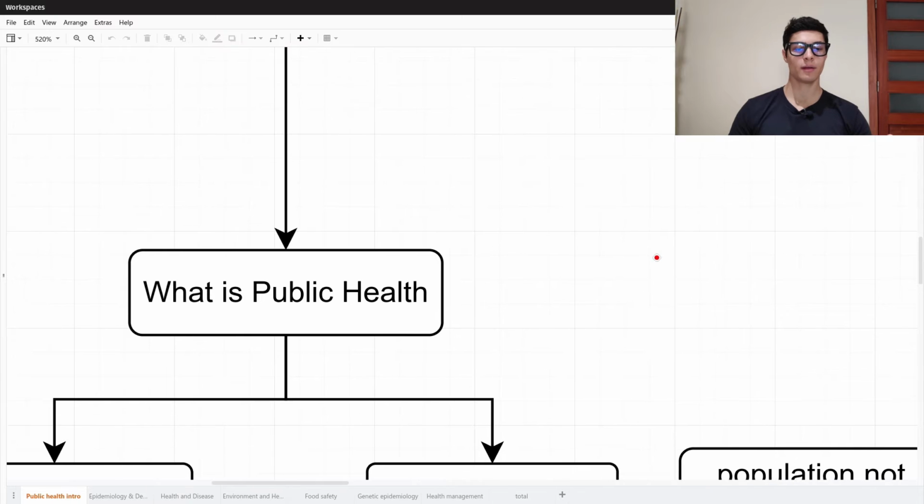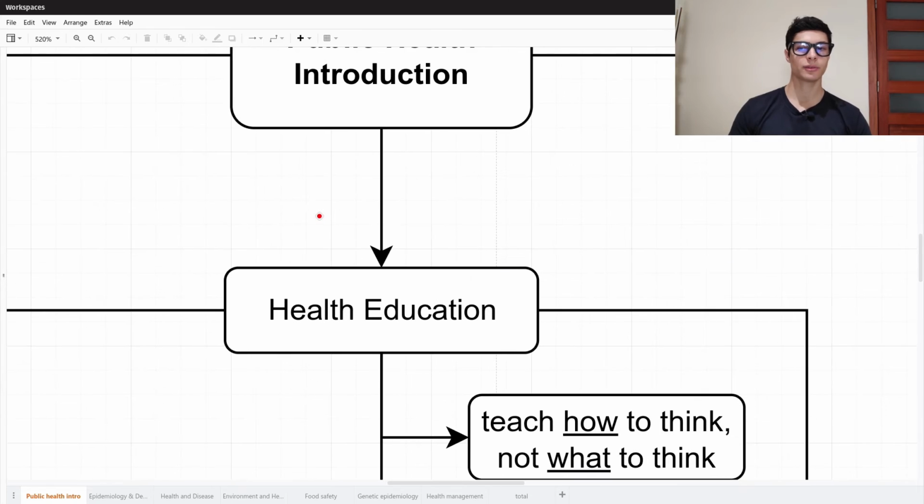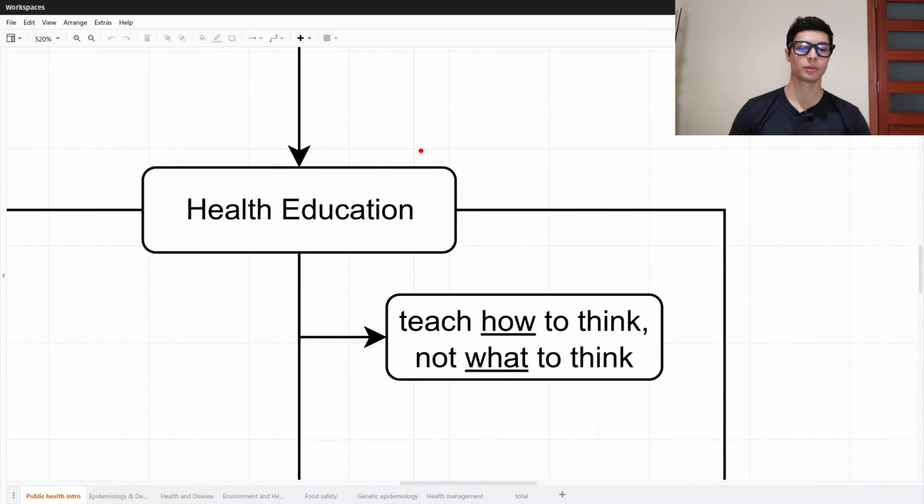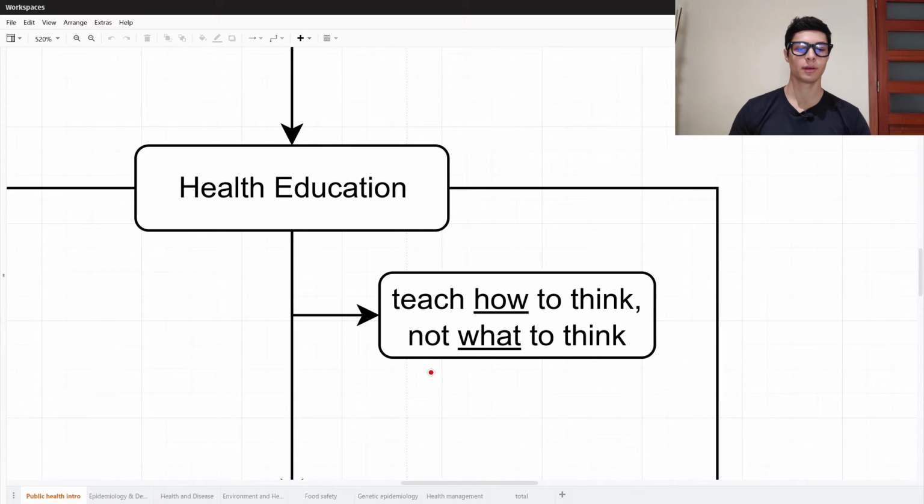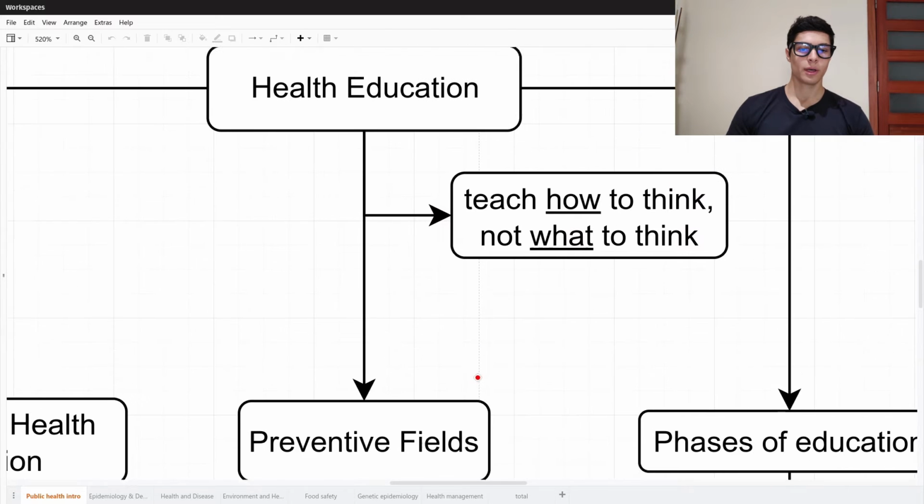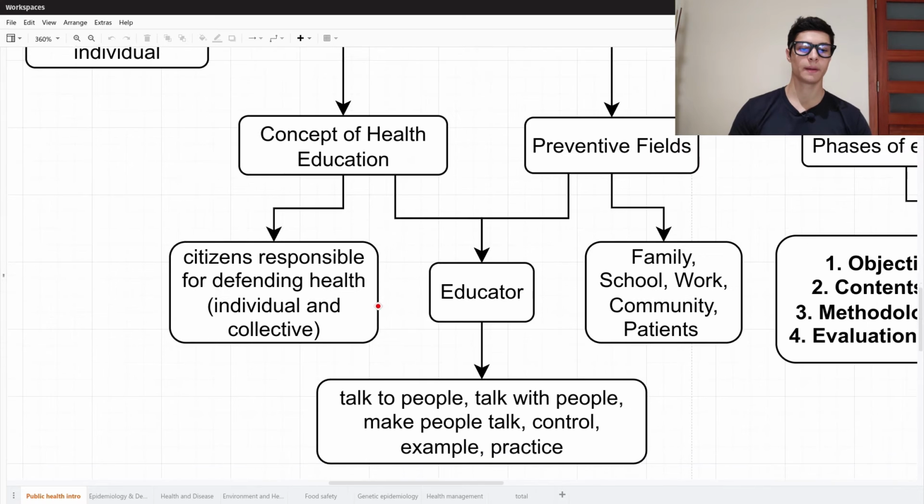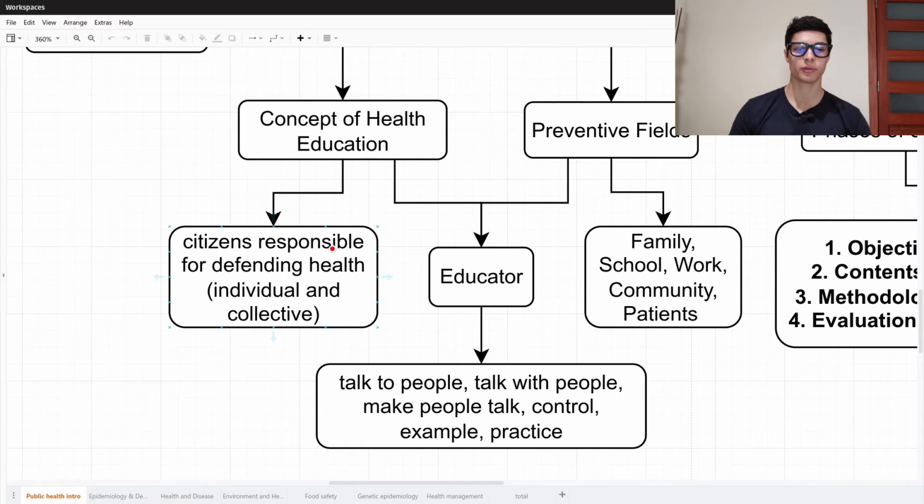Okay, so now we have an idea of what public health is. Public health has a lot to do with health education. And health education is all about teaching how to think, not what to think. And this is very, very important. And this should also be in every educational system. So here we find the concept of health education: to make citizens responsible for defending health.